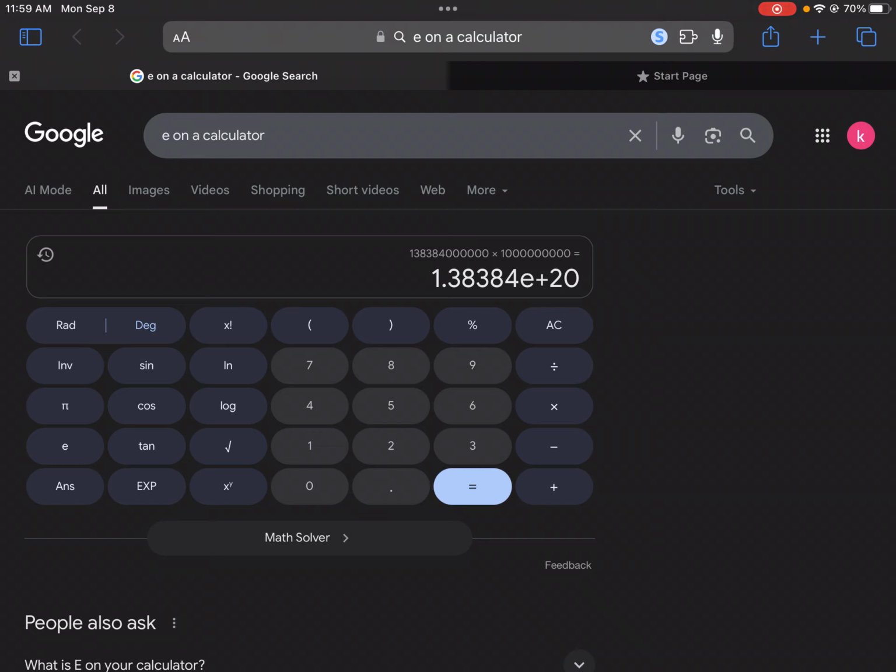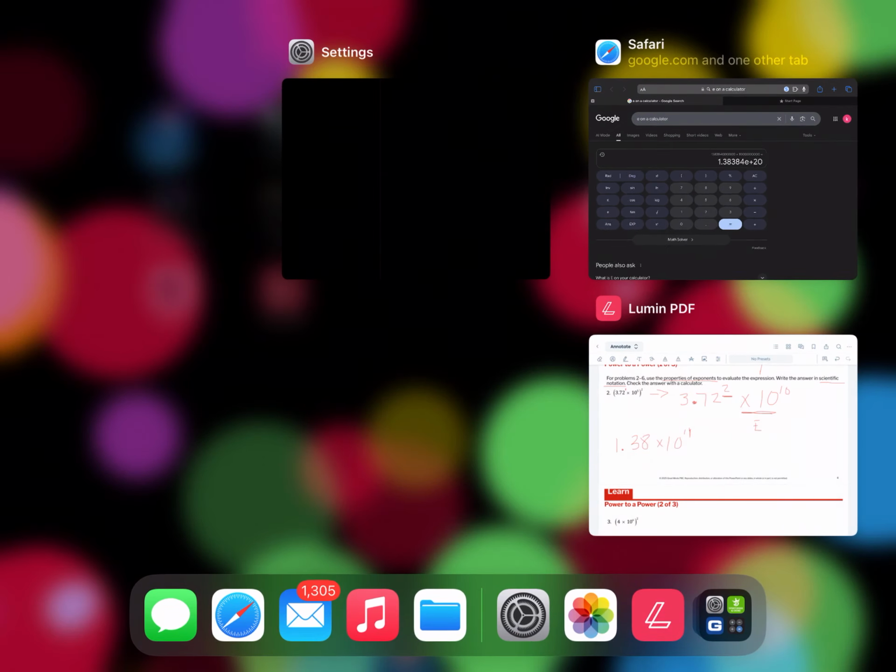That gives us 1.38384 E times E. That means times 10 to the power of something, and that something would be this plus 20. So that 1.38 is our A value. The E in the middle means times 10. This plus 20 is the exponent it's going to be raised to. So the answer for this would be 1.38 times 10 to the 20. Okay? That's what I was looking for. That's what I want to show y'all.